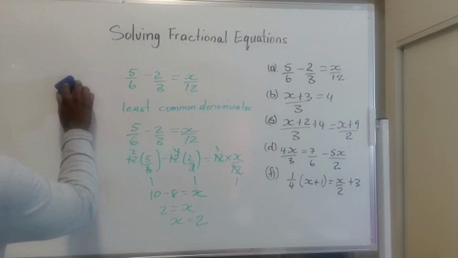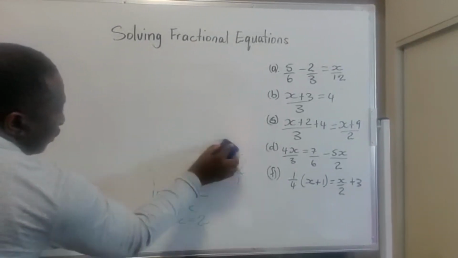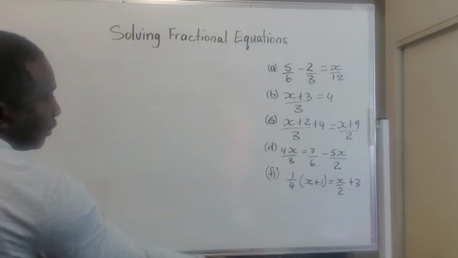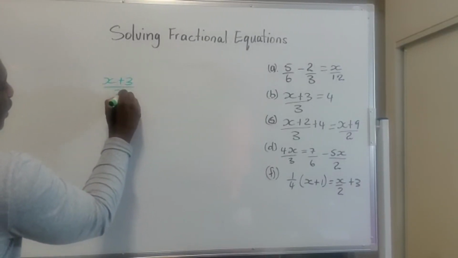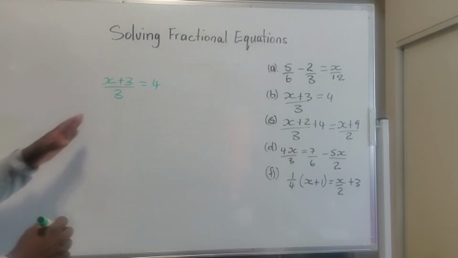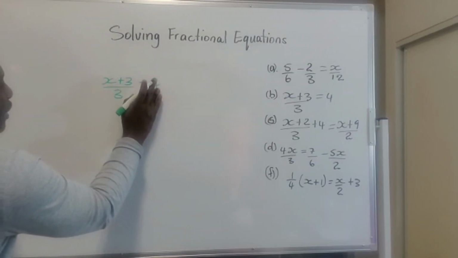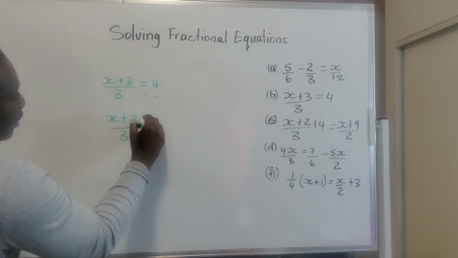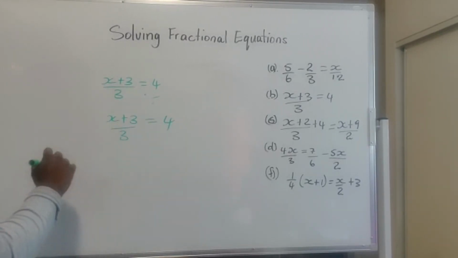Now I'm going to go to the second problem. So the second problem is x plus 3 all upon 3 is equal to 4. Guys, again, we're finding the least common denominator. In this case, it's going to be 3. So x plus 3 over 3 is equal to 4. So we can multiply both sides by 3.